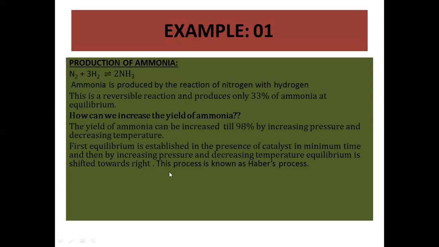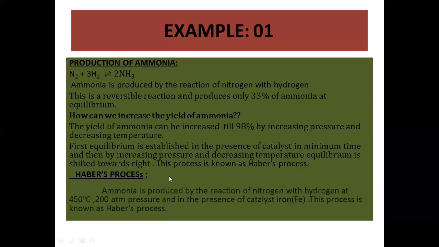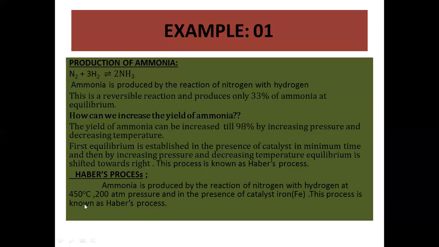This process is known as Haber's process. In the Haber process, ammonia is produced by the reaction of nitrogen with hydrogen at low temperature, which I told you is 450 degrees centigrade, and high pressure of 200 atmospheres. And very important from the MCQ point of view: which catalyst is used in the Haber process for the production of ammonia? The answer is iron.